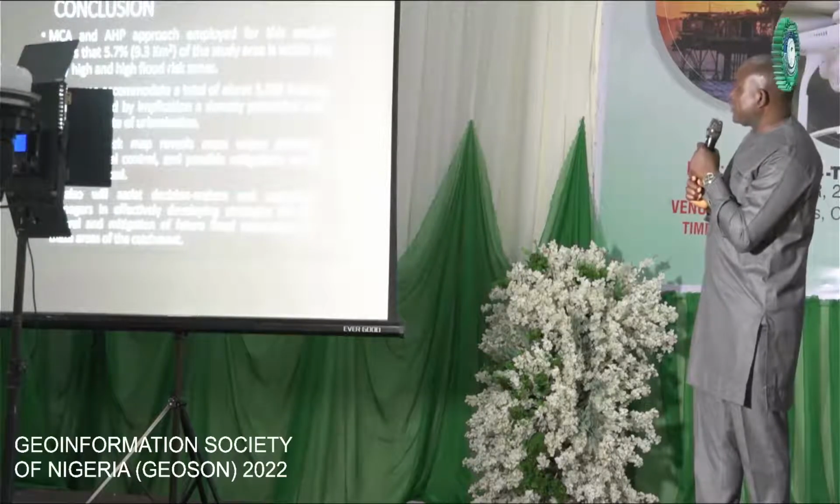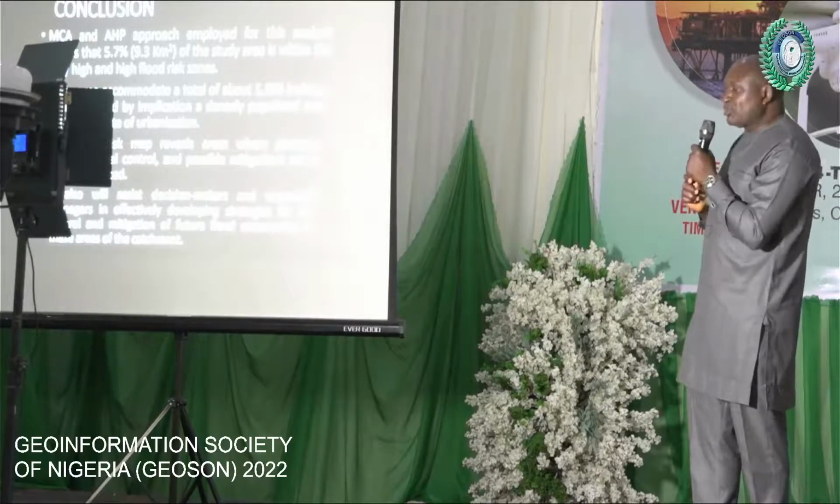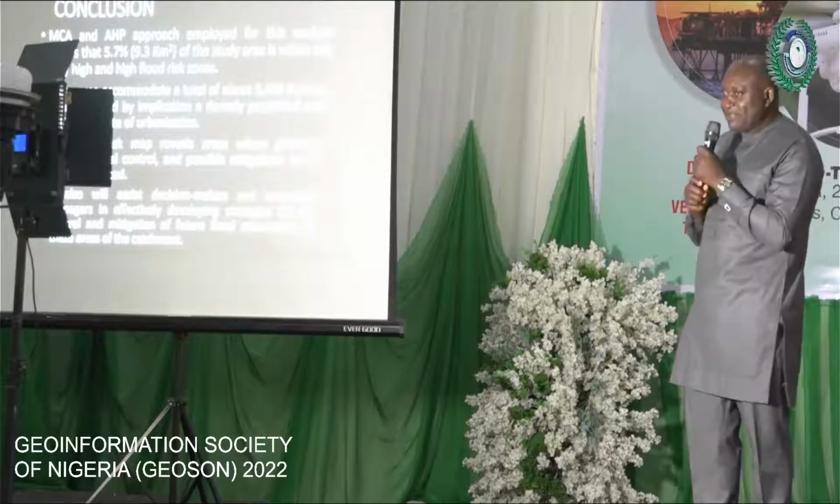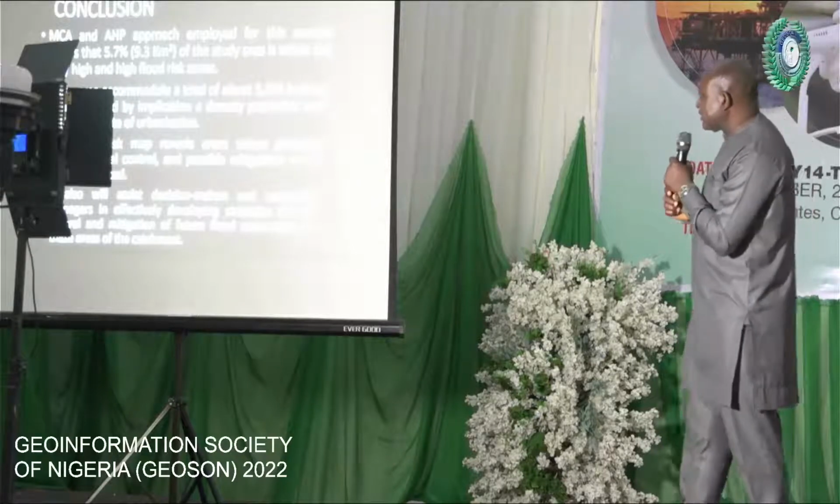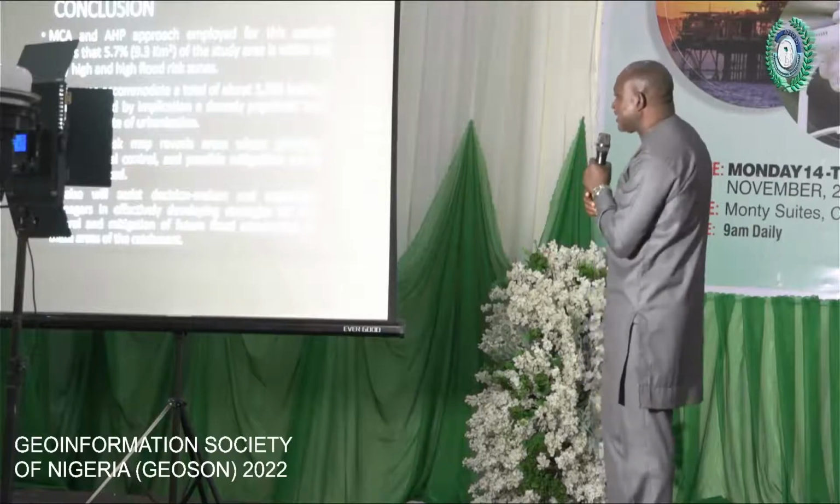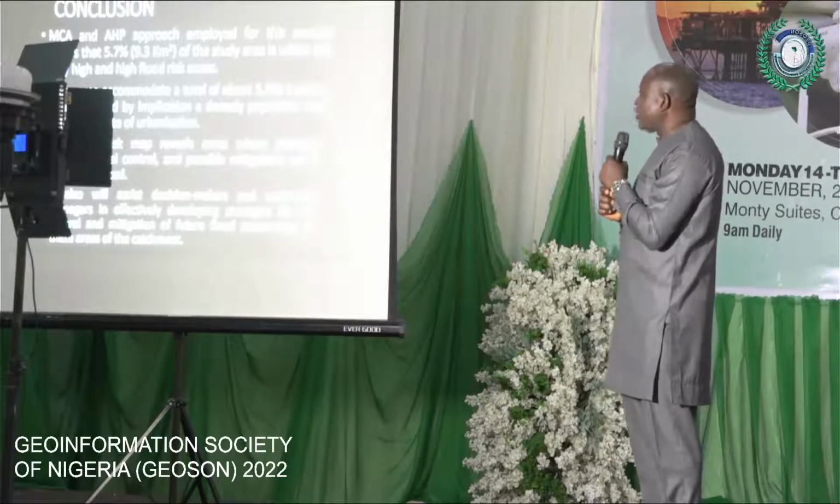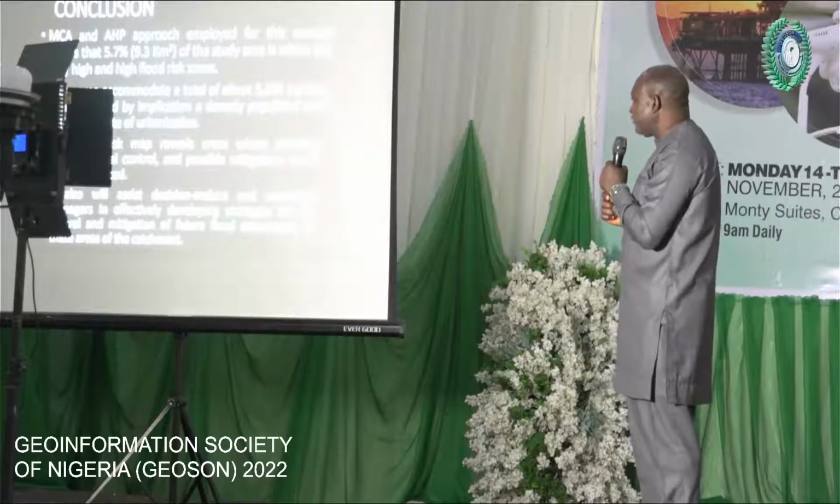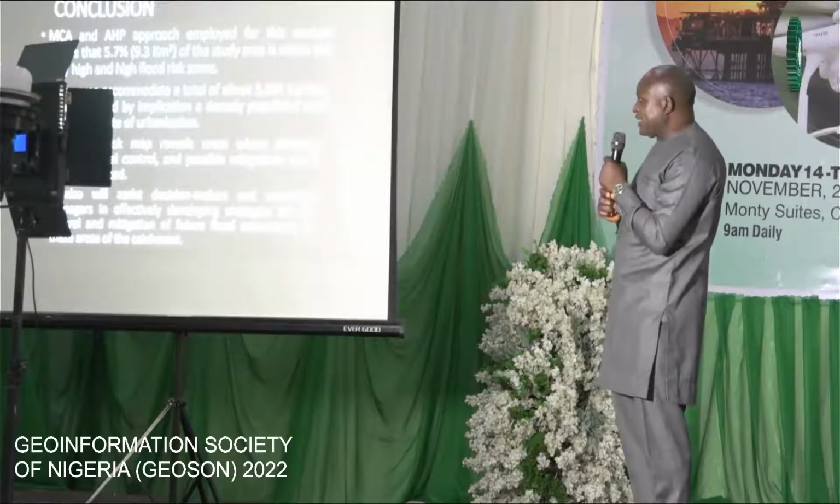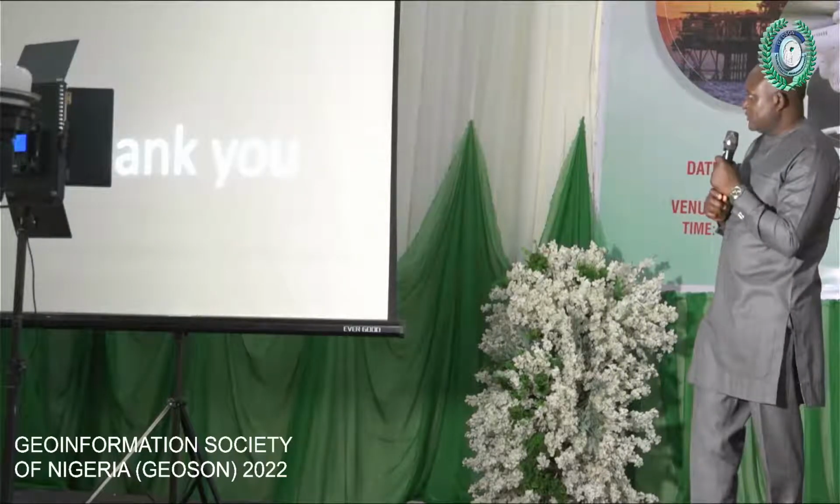The flood risk map reveals areas where planning, developmental control, and possible mitigation are to be implemented. It also will assist decision makers and watershed managers in effectively developing strategies for the control and mitigation of future flood occurrence in the catchment area. Thank you.